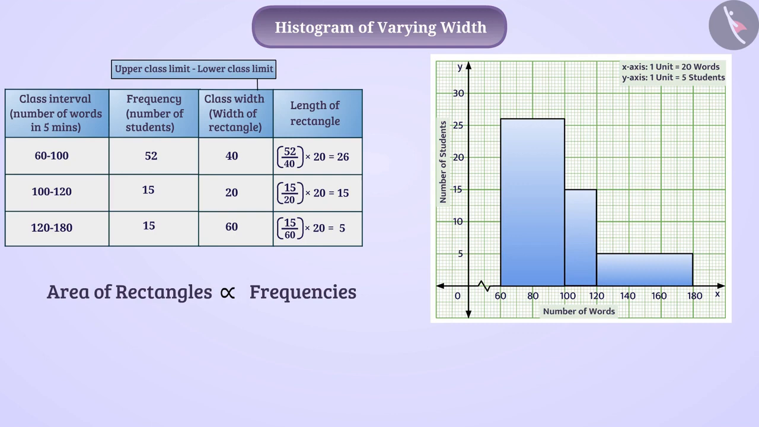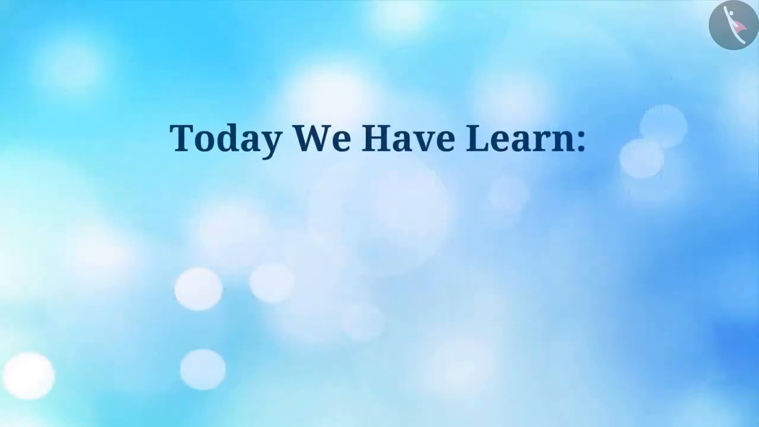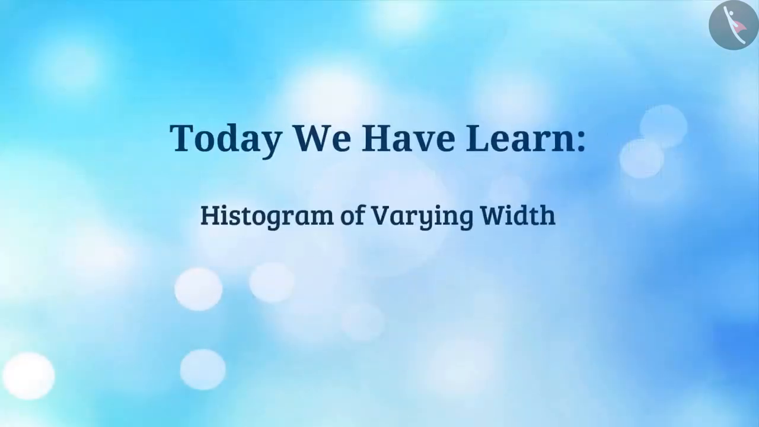Hopefully, you can now draw a histogram of varying width for a grouped frequency distribution that has different widths of class interval. Today we have learned histograms of varying width. In the next video, we will see some examples of histogram.